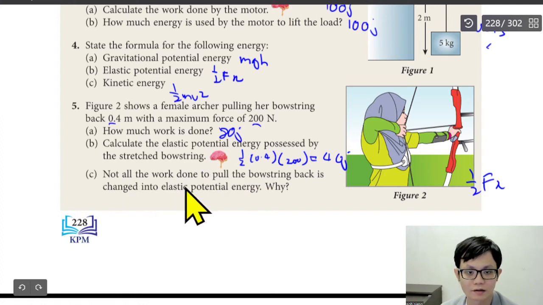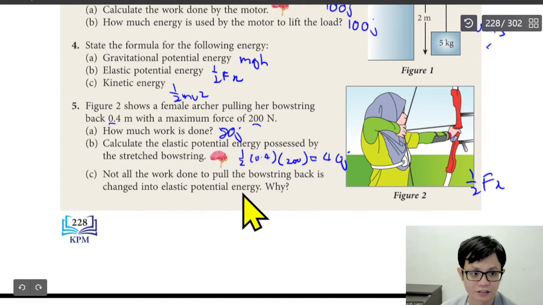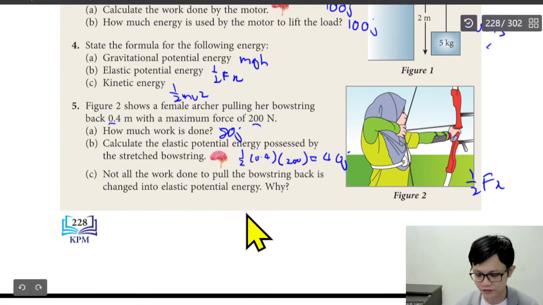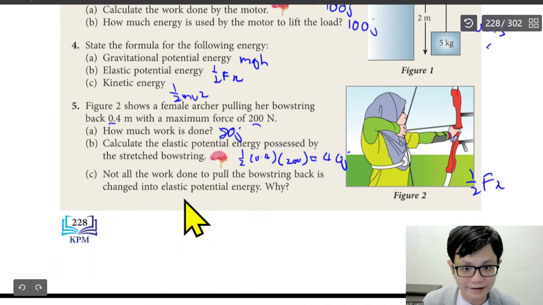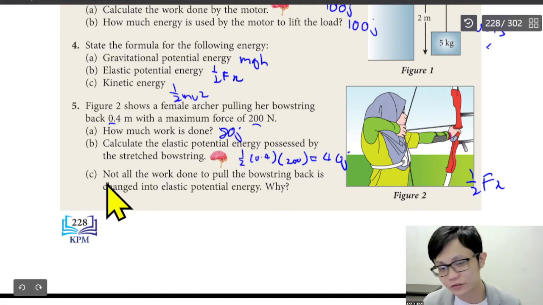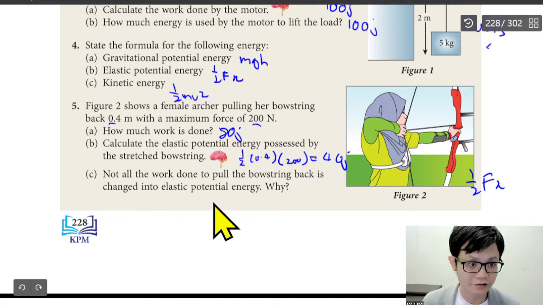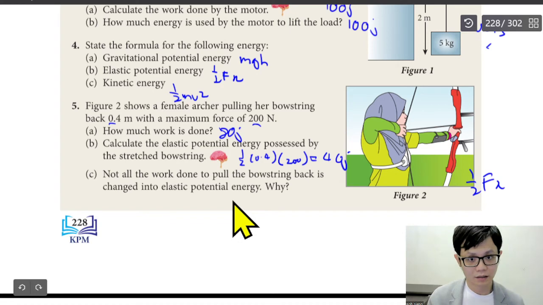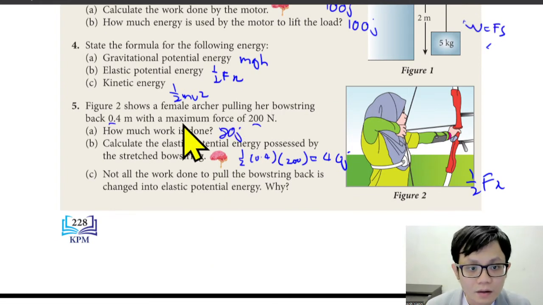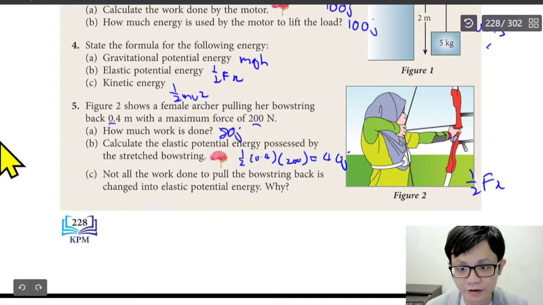Not all the work done to pull the string is changed into elastic energy. Why? So why is not all the work energy transferred? Because some of the work energy is used to bend the bow. So the energy goes into the bow already, not all to the bowstring. Correct or not?